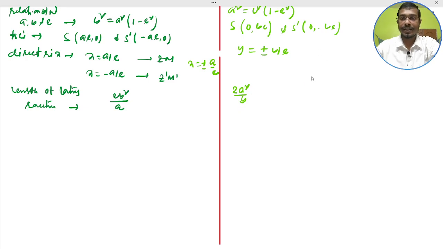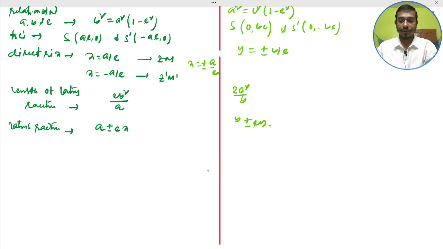Next, the equation of latus rectum. Equation of latus rectum: a plus or minus ex. And here that would become b plus or minus ey. This is the general form of the ellipse equation.